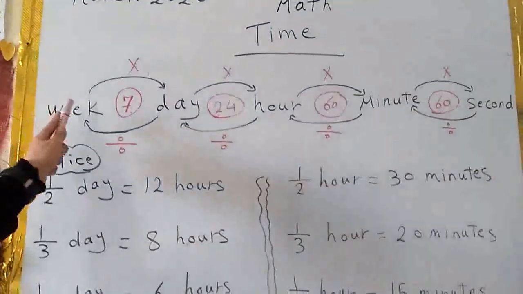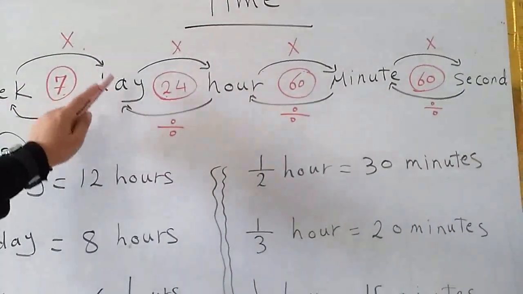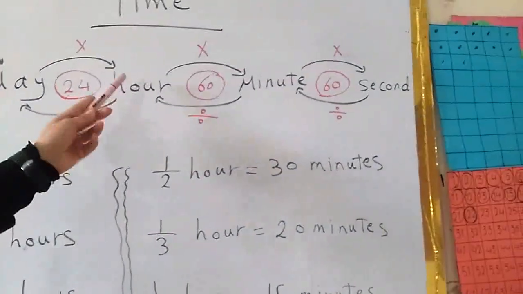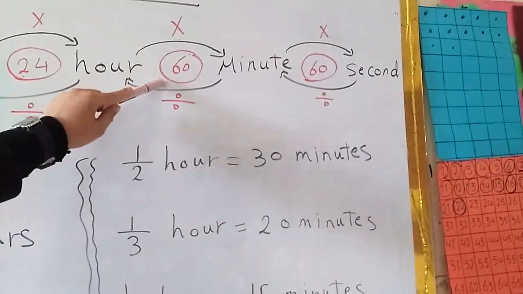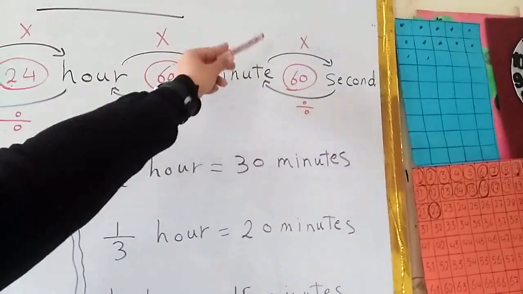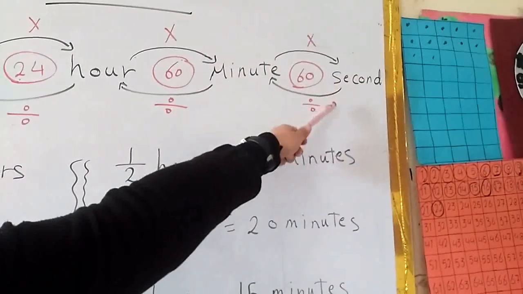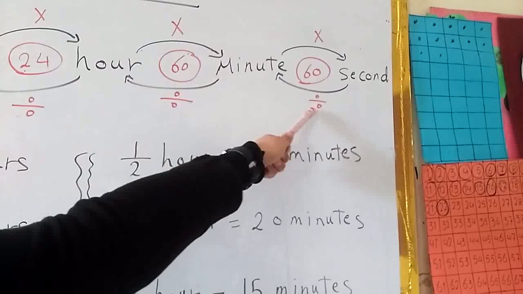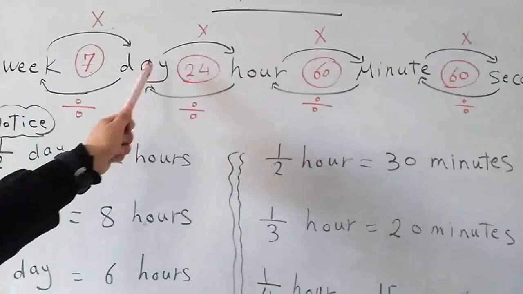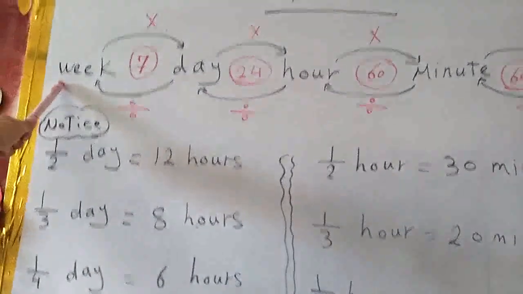Okay, so if we convert from week to day, we multiply by 7, and when we convert from day to hour, we multiply by 24, and when we move from hour to minute, we multiply by 60, and when we move from minute to second, we multiply by 60. And when we move from the smallest unit to the greatest, we divide by 60 from second to minute, and from minute to hour we divide by 60, and from hour to day we divide by 24, and from day to week we divide by 7.